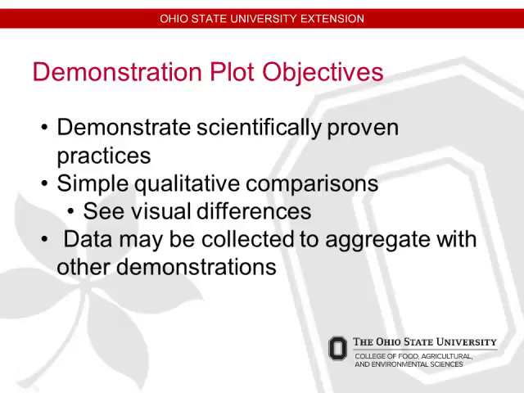It gives us the ability to have simple qualitative comparisons, so you can see visual differences. Like the pictures where he was showing, if you put 29 pounds of nitrogen on compared to 200, you expect one to be yellow, right? But you can see that gradient in a demonstration plot.